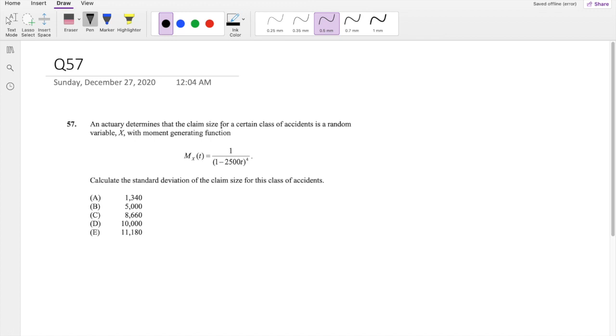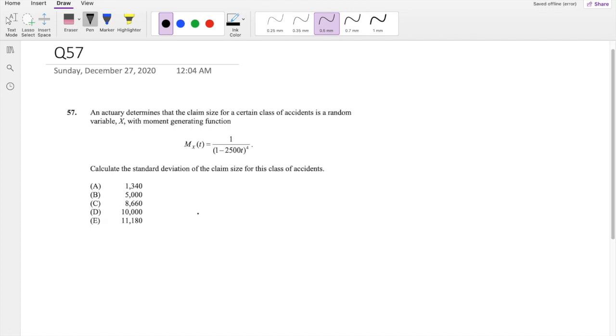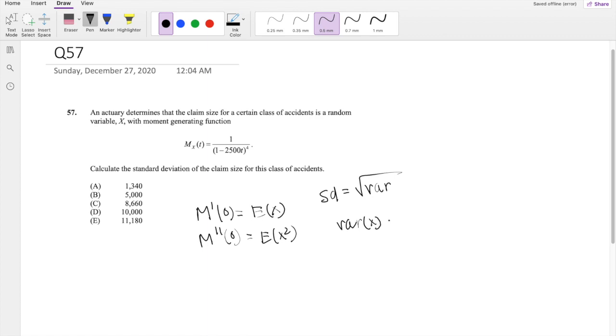So they give you a moment generating function. What's cool about moment generating functions is that the first derivative at 0 is exactly the expectation of x. And likewise, the second derivative evaluated at 0 is exactly the second moment. So knowing this, we can find a standard deviation by taking a square root over a variance, where the variance of x is exactly equal to the second moment minus the first moment squared.